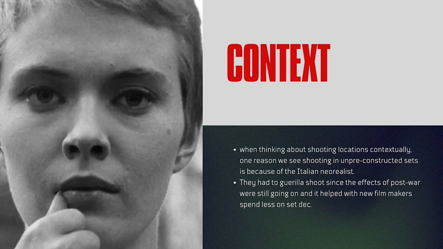And then as far as context, when thinking about shooting locations contextually, one reason we see shooting in unpreconstructed sets is because of neorealism. In that era, they had to guerrilla shoot since the effects of post-war were still going on, like Nazis still walking around while they're trying to film about the effects of war. So they would have people in Nazi costumes, but they would get in trouble if seen doing that. So they would have to kind of go on the spot and shoot. Although that might be risky, it did help on financial expenditures.